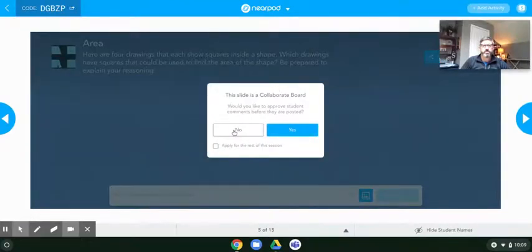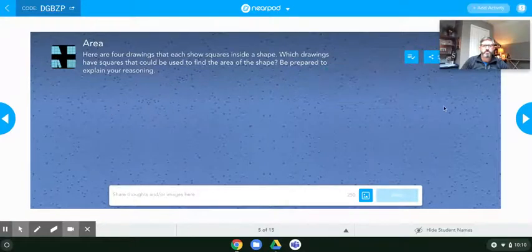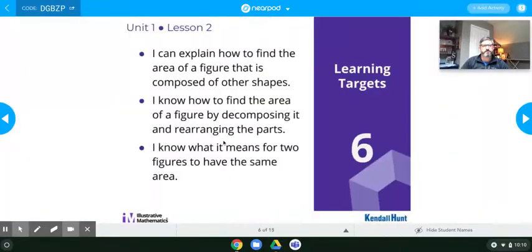I was going to have you look at drawings of some other shapes, and they were going to pop up here for you to look at and see which ones you thought we could find the area of just by looking at the different squares inside of it. But since it's not working right, we'll move on to the next one.